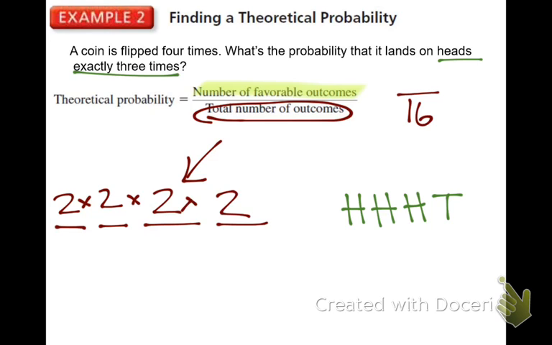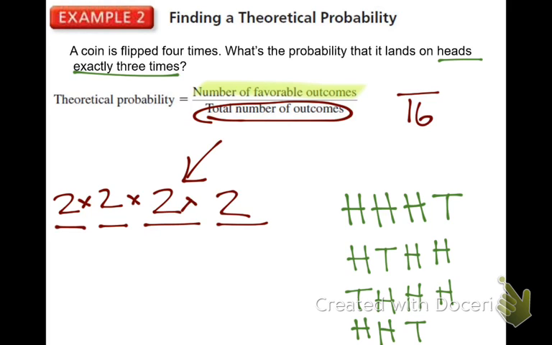What do you think is another combination where we have exactly 3 heads? Heads, tails, heads, heads. Tails, heads, heads, heads. Did we get them all? Heads, heads, tails, heads. Are there any other combinations in which we have exactly 3 heads? No. So how many favorable outcomes where we have exactly 3 heads? There's 4 of them. 4 out of 16.